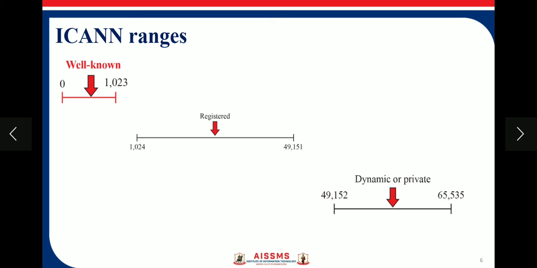Next is the dynamic ports. The ports ranging from 49,152 to 65,535 are neither controlled nor registered. They can be used as temporary or private port numbers.